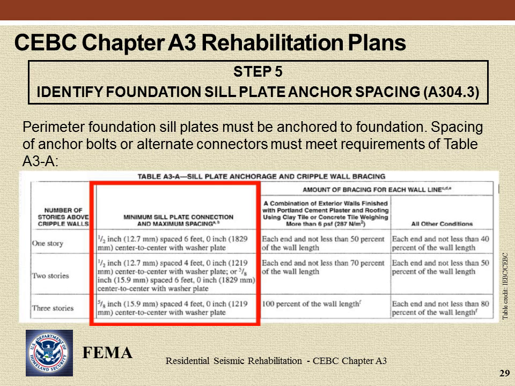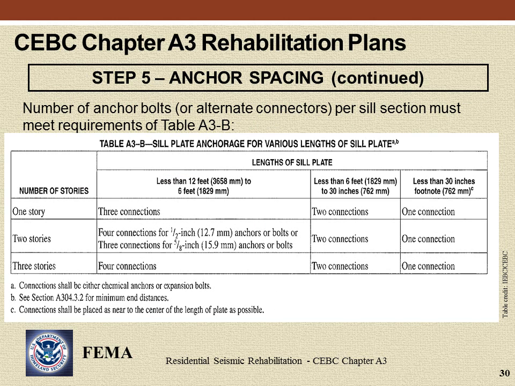Required foundation sill plate anchor spacing is determined per second column of Table A3-A, depending on the number of stories above. This anchorage requirement may be met using a combination of existing and new bolts. In addition to the spacing requirements of Table A3-A, the number of anchor bolts per section of sill needs to meet the requirements of Table A3-B.